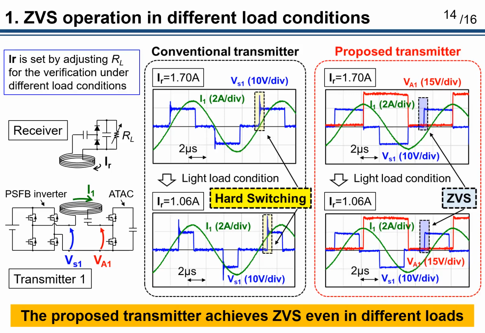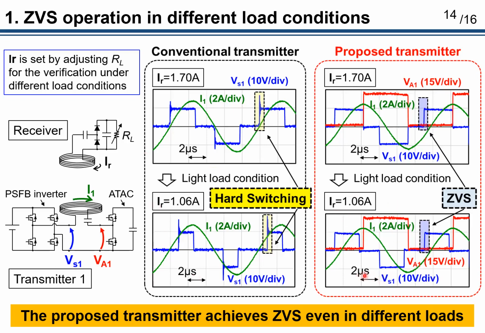First, I will show the experimental results to verify the ZVS operation in different load conditions. This experiment was carried out with this system with transmitter 1 and the receiver, without driving transmitter 2. These are the output voltage of the inverter, the transmitter current, the output voltage of the ATTAC, the receiver current, and the load resistance. Besides, IR is set to be 1.70 ampere and 1.06 ampere by adjusting RL for the verification under different load conditions.